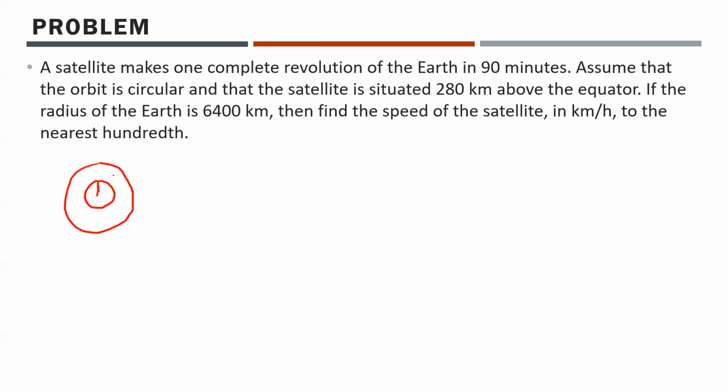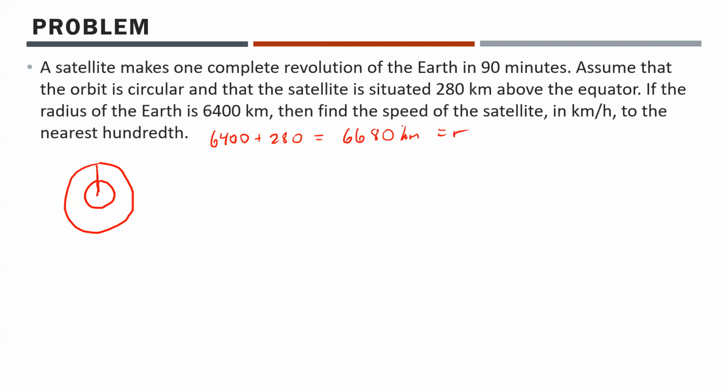But the satellite is situated an additional 280 kilometers above the equator. Really not drawn to scale here, but just to give you the idea. That means the full radius of this satellite's orbit is going to be the Earth's radius plus the satellite's distance above the equator. So long story short, we're going to go 6,400 plus 280. And this is going to give us 6,680 kilometers as our radius.